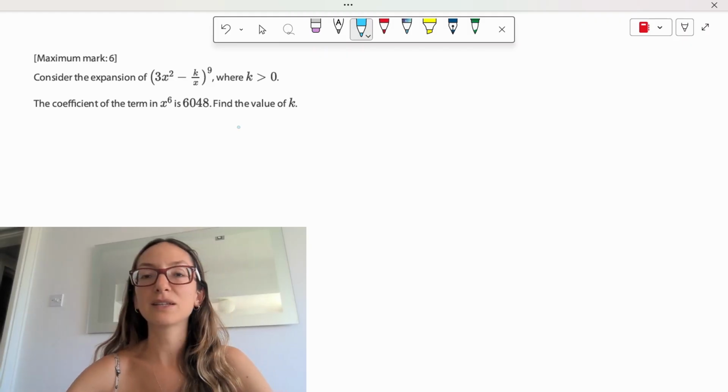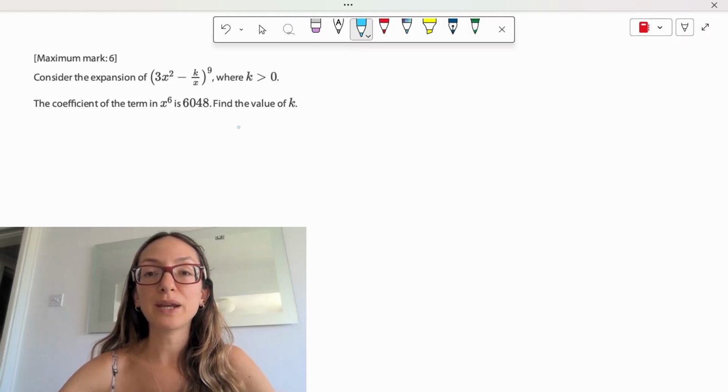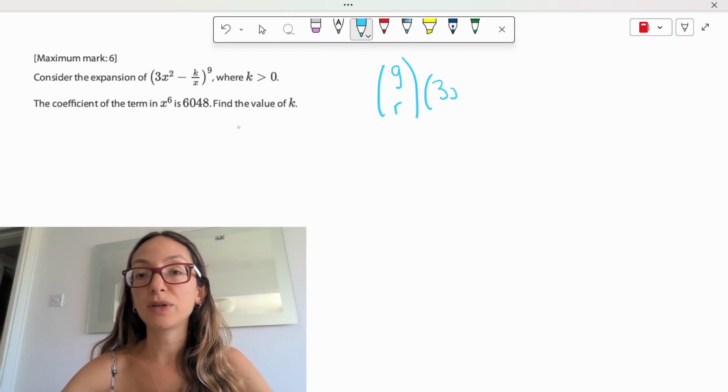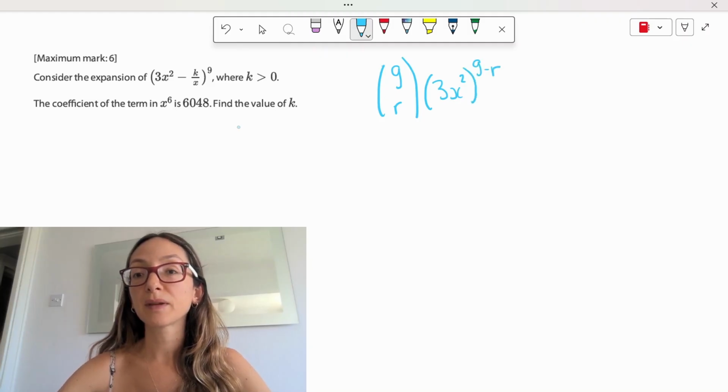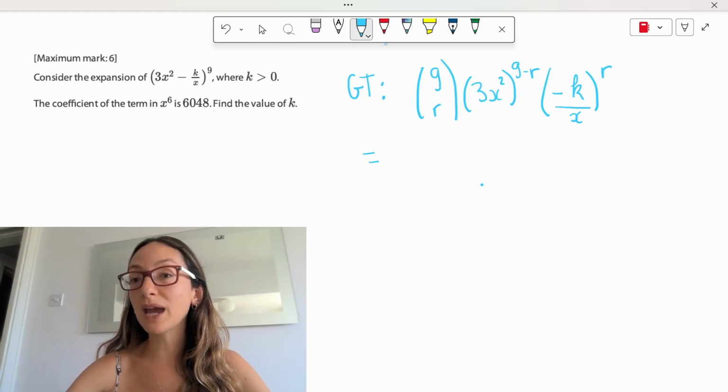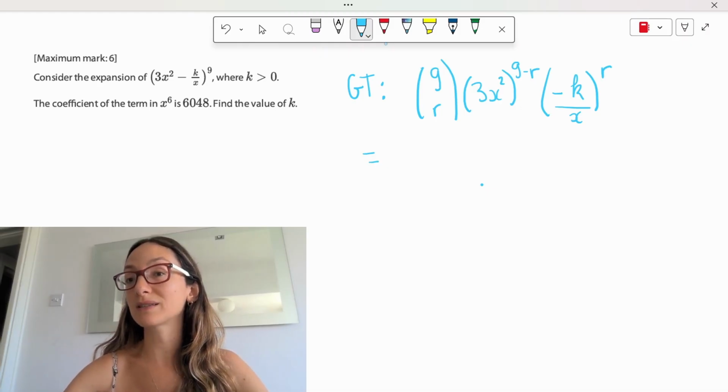So again, let's write this down. So we have 9Cr. Again, we don't know which value of r will give us the combined power of 6 at the end, so we leave the r as it is for now. And then we have 3x squared all to the power of 9 minus r, times minus k over x to the power of r. And that is our general term. Now to find the term with x to the power of 6, we have to first combine all the powers of x together, which means we have to expand and simplify.